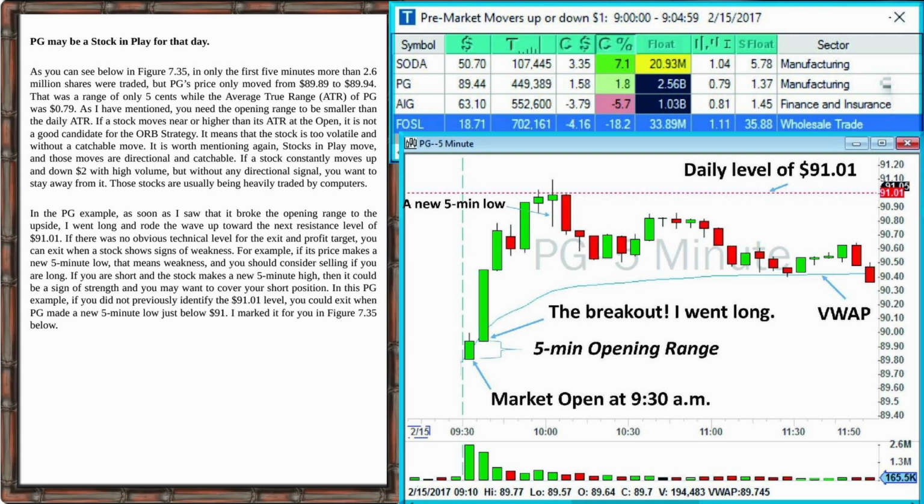As I have mentioned, you need the opening range to be smaller than the daily ATR. If a stock moves near or higher than its ATR at the open, it is not a good candidate for the ORB strategy. It means that the stock is too volatile and without a catchable move. It is worth mentioning again, stocks in play move, and those moves are directional and catchable. If a stock constantly moves up and down $2 with high volume, but without any directional signal, you want to stay away from it. Those stocks are usually being heavily traded by computers.